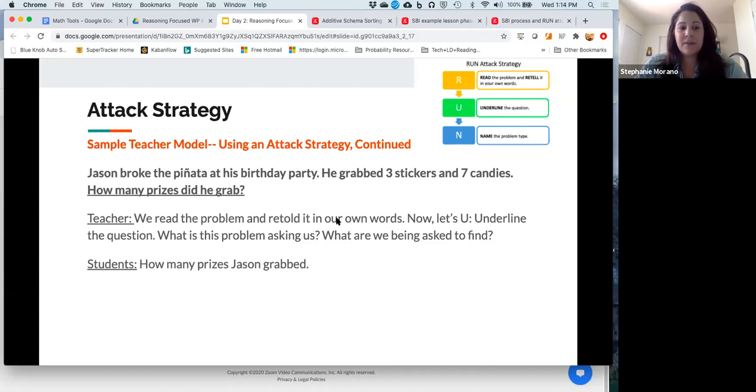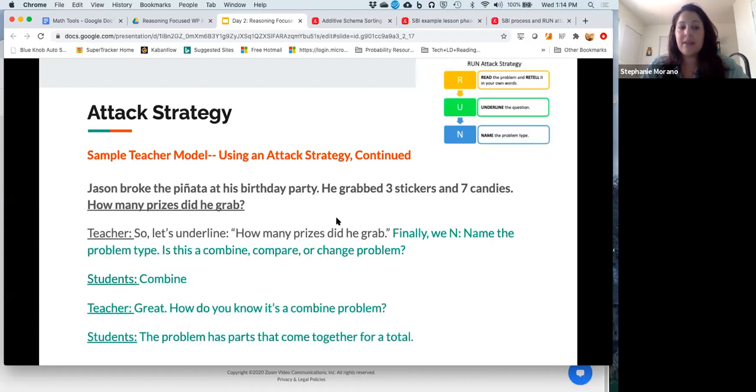Then the teacher would say something like, okay, we read the problem and retold it in our own words. Now you underline the question. What's the problem asking us? What are we being asked to find? And you want students to be able to tell you what we're looking for here. The question is, how many prizes did Jason grab?